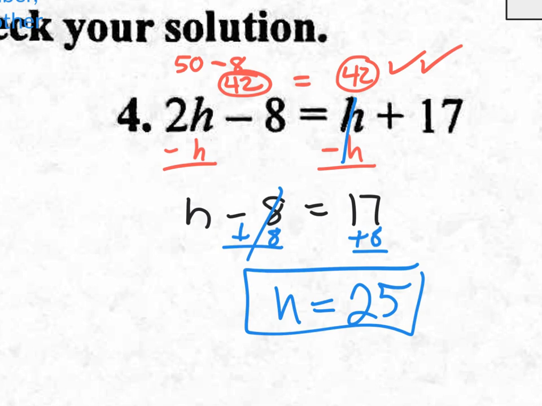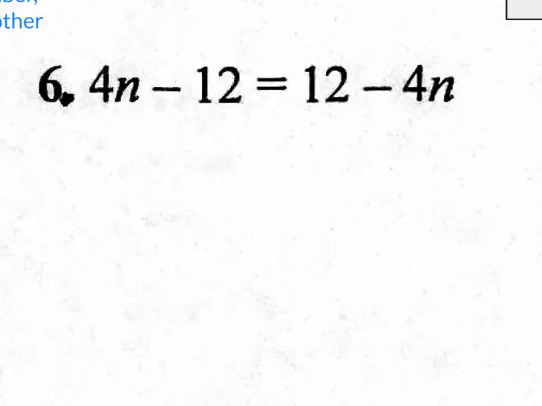So let's move on to the next one. Again, all these questions on the first half of this homework are already simplified. So you just move on to step 2, which is getting n by itself on one side. On number 6, you could add 12 to get rid of this 12, or you could subtract 12 to get rid of this 12, or you could add 4n to get rid of this negative 4n, or you could subtract 4n to get rid of this positive 4n. See, there's really a lot of different ways that you could solve this equation and get the correct answer. There's many roads to the same place.